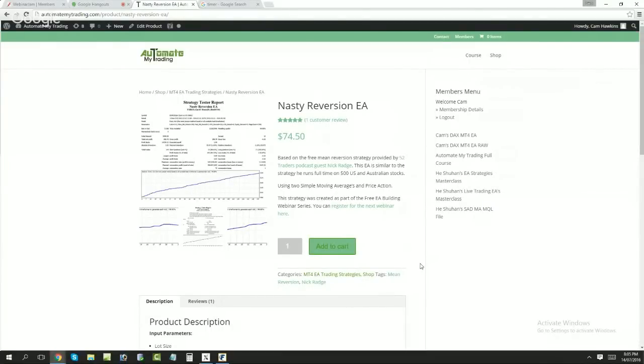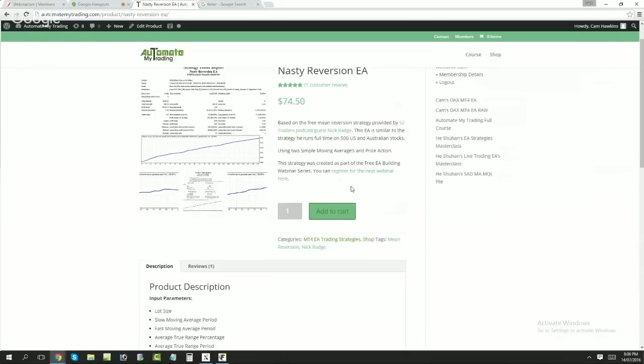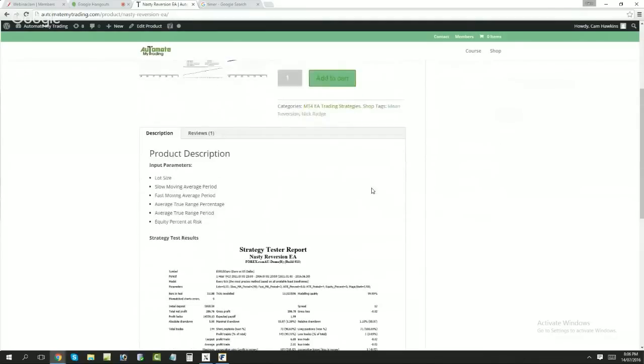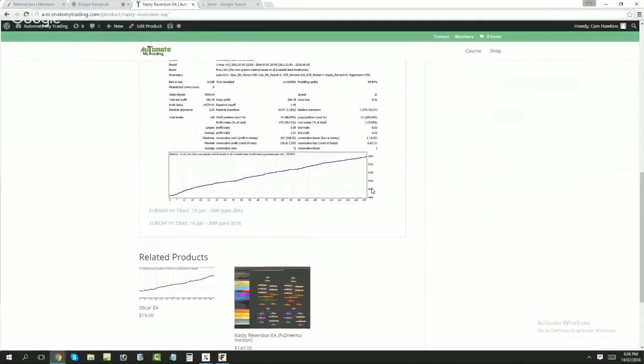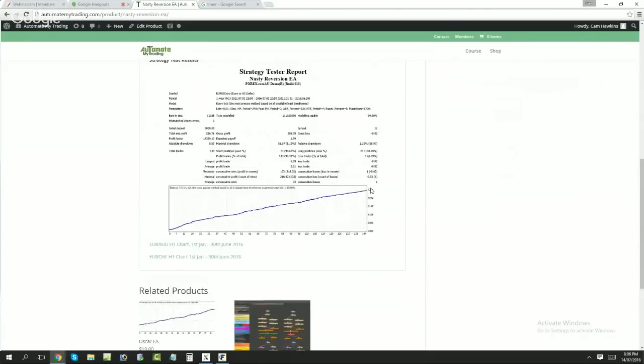Right, so we're going to have a look at what we built last week. This is what we called the nasty reversion EA. We used a strategy from a trader called Nick Raj, who was on the 52 Traders podcast. Once optimized by one of my members, it actually turned out to be pretty good, and it does seem to work across a number of pairs as well.